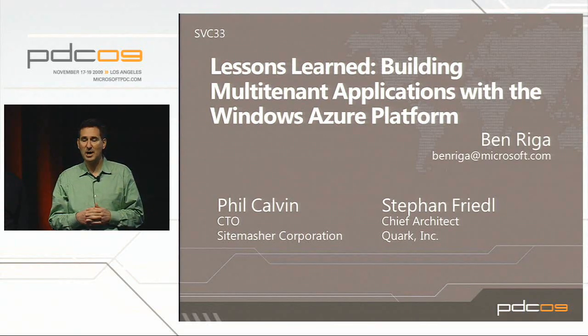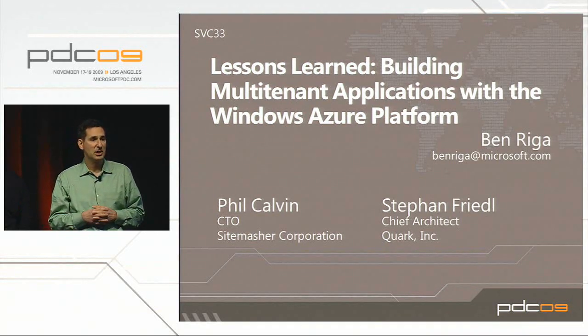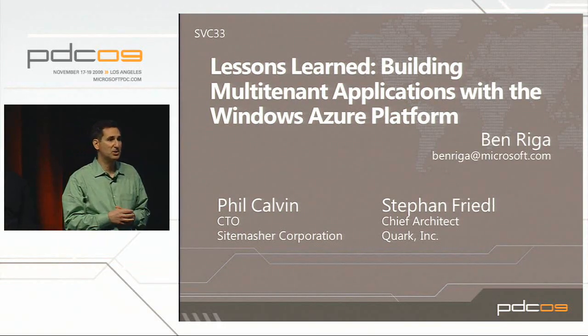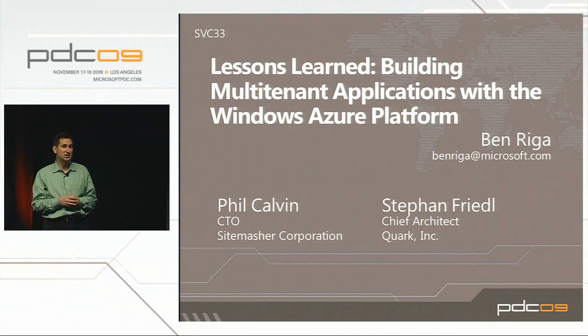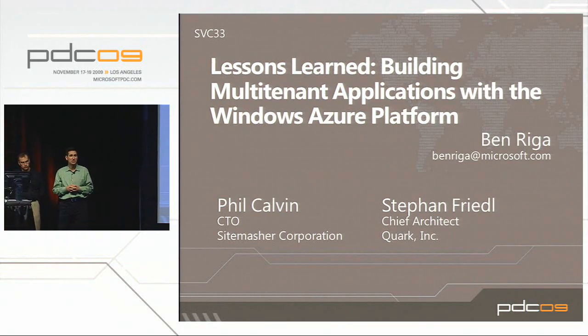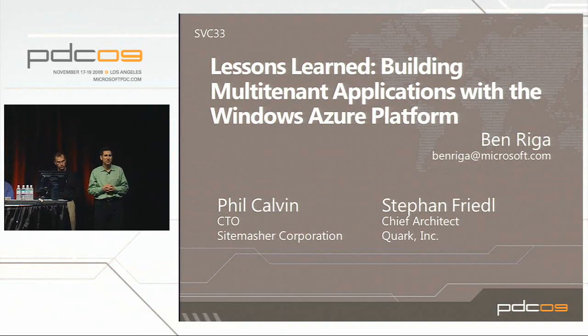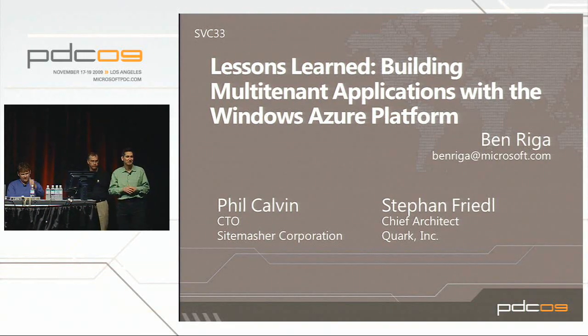I'm actually going to spend maybe a minute or 2 on stage, and the rest of the time I'm going to pass over to partners. On stage with me will be Phil Calvin, who's the CTO for SiteMasher Corporation, and also Stephen Friedel, who is the chief architect for Quark Inc. They're going to talk about 2 solutions that they've built on Windows Azure and that actually went live. Both of them went live earlier today. Did I get that right? Yeah, right. Awesome.